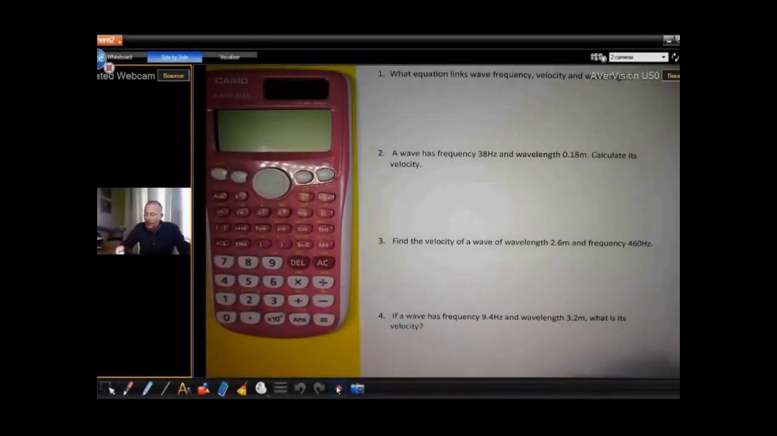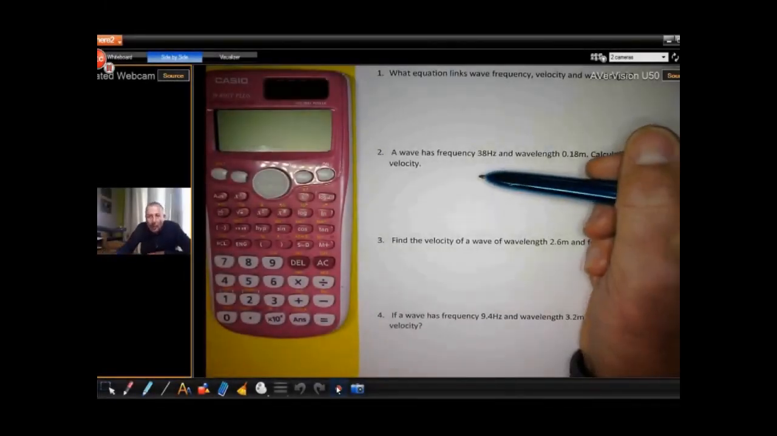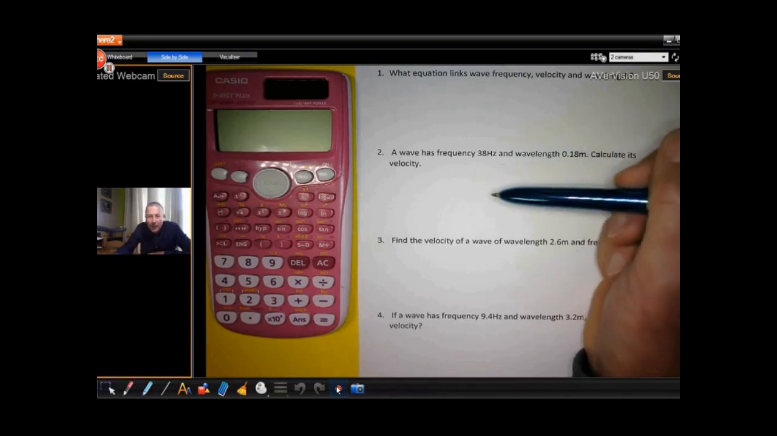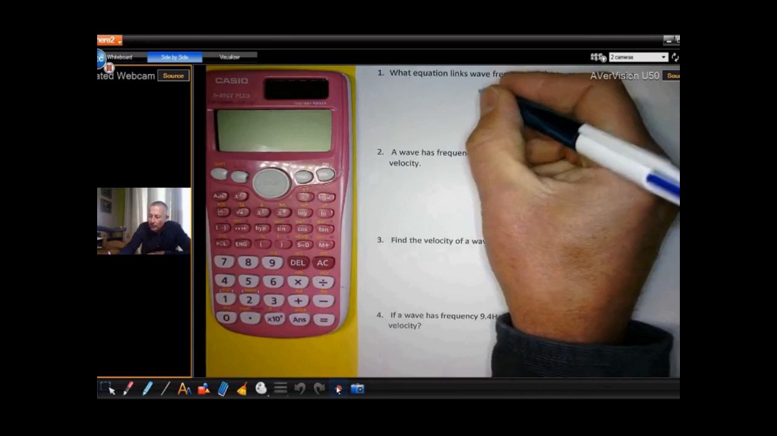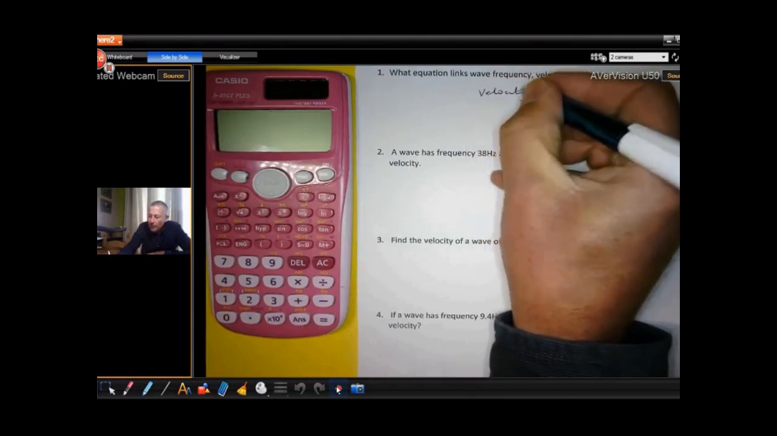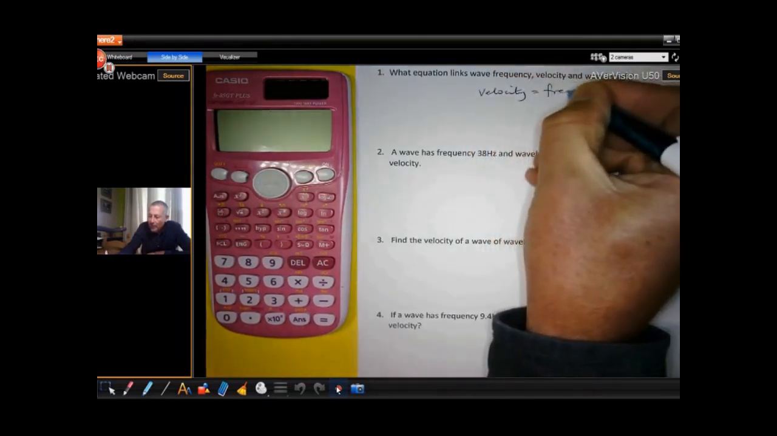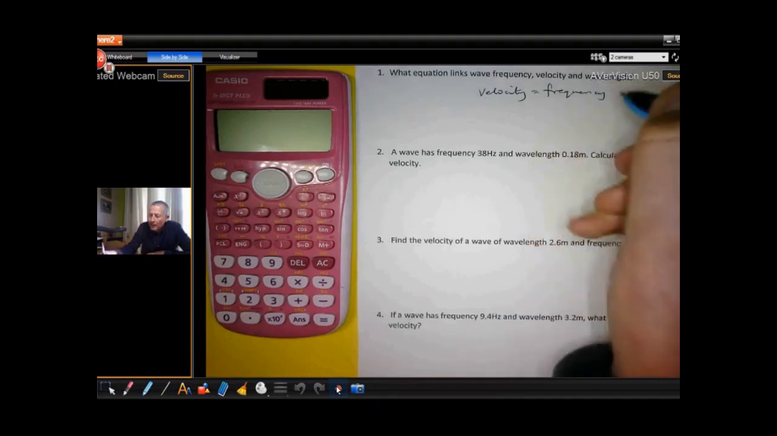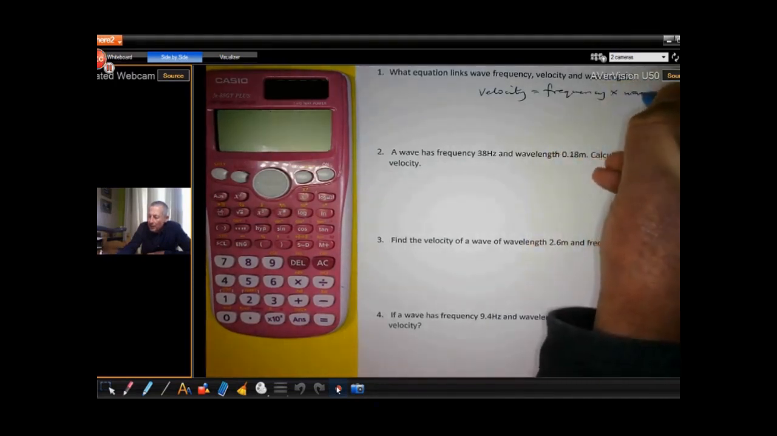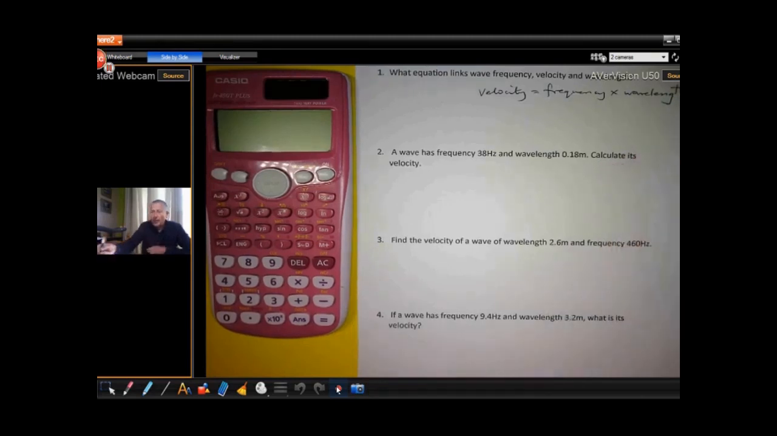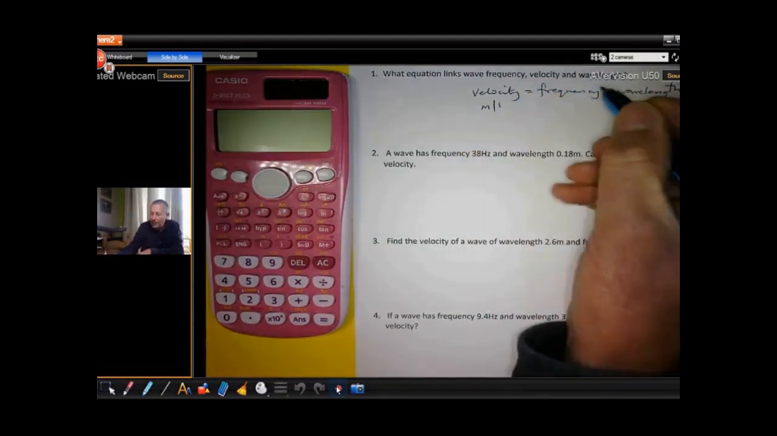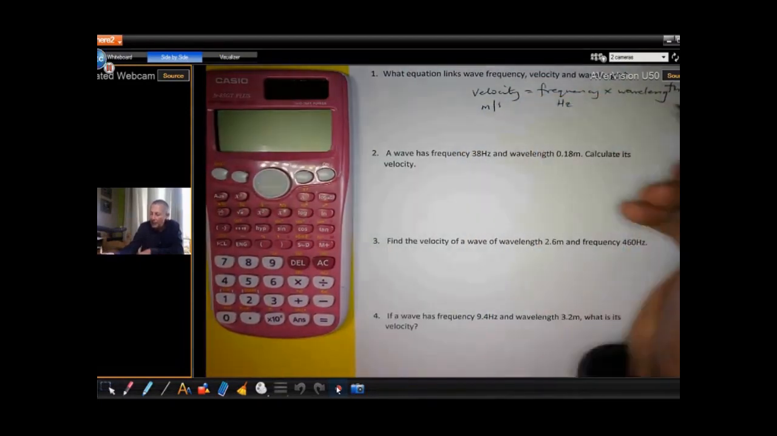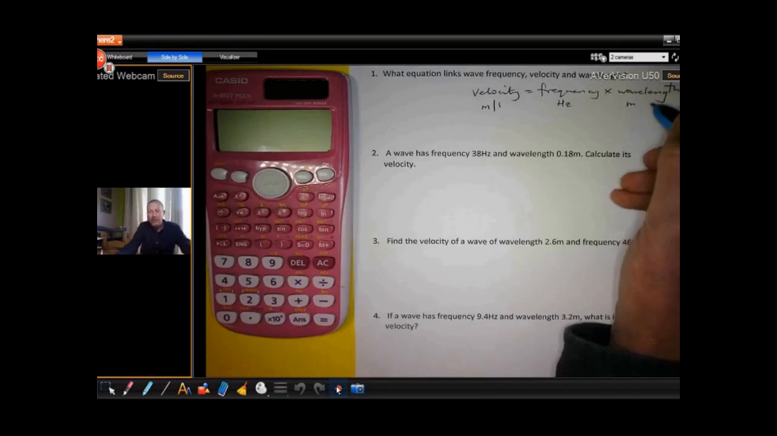Okay, let's go through these questions then. So first one, what equation links frequency, velocity and wavelength? So this is just recall. Velocity equals frequency times wavelength. Doesn't ask for the units, but let's just pop them in anyway. Meters per second for velocity. Frequency is in hertz and wavelength is in meters.